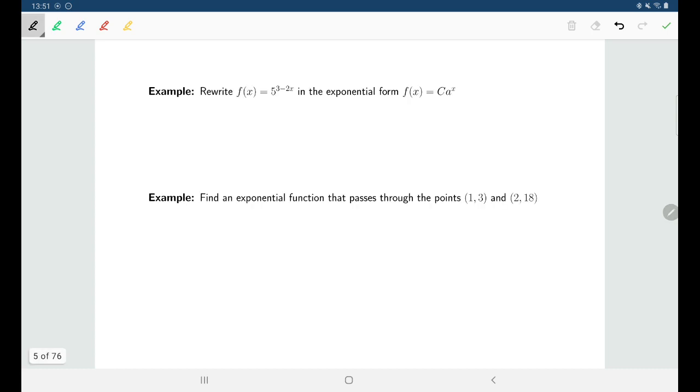Okay, so let's just do this here. I've got f of x equals 5 to the power of 3 minus 2x, and I just want to rewrite it in that exponential form, constant times some constant to a power of x. And of course, I could do that just using my rules of exponential expressions. I have 5 to the power of 3 minus 2x, so we know that that's 5 to the power of 3 times 5 to the power of negative 2x. That's just using one of our rules for exponents.